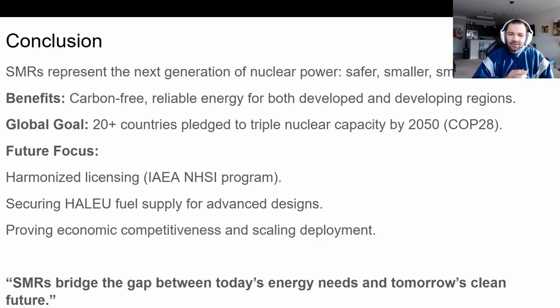Reliable energy for both developed and developing regions. So undeveloped regions, let's say there's a disaster in Haiti. We could just bring one of these modular reactors and plug it into the grid. It's really easy to build. We can build it in the factory and just transport it on a boat, right? There are over 20 countries right now pledged to triple their nuclear capacity by 2050, which is going to be good because it's going to create cleaner air for all of us that need to breathe. That should be all of us.